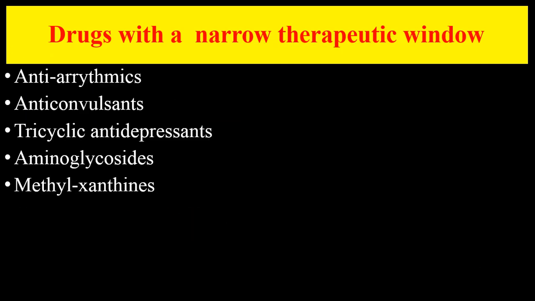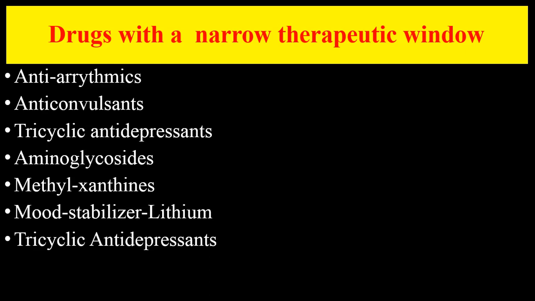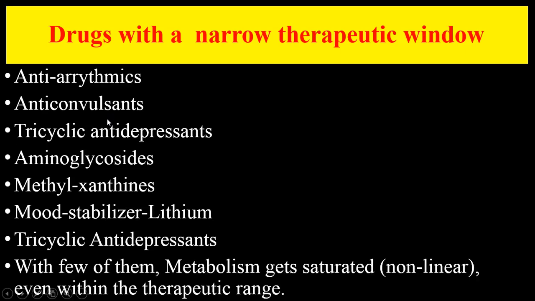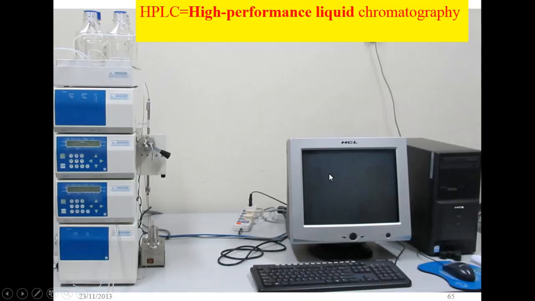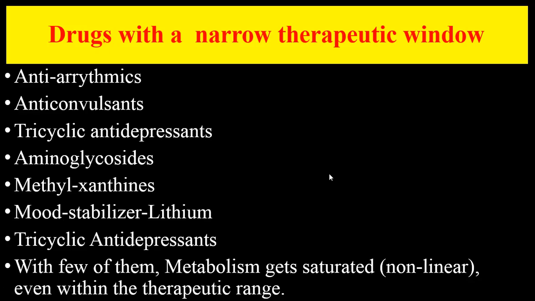Now, as I have told you previously, these are the antiarrhythmics, like digoxin; anticonvulsants, phenytoin and carbamazepine; tricyclic antidepressant, amitriptyline; aminoglycoside, gentamicin; methylxanthine, theophylline; and mood stabilizer lithium. And for a few of them, their metabolism goes from first order to zero order. That's why they are very dangerous.